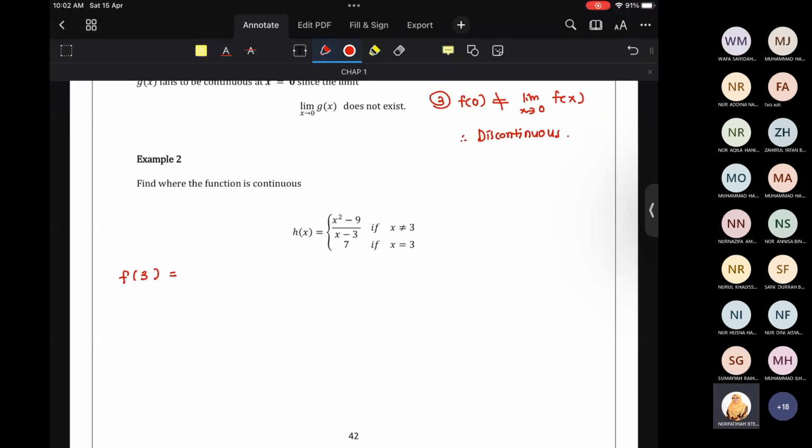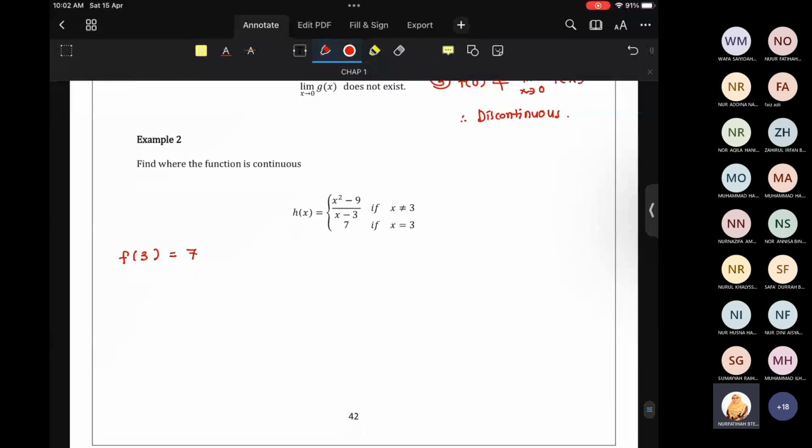Seven. Okay. Number 2, we are going to find the limit as x approaches 3 of (x squared minus 9) over (x minus 3). If we substitute exactly 3, we will get 0 over 0. Since it is 0 over 0, we need to modify the equation. We can see the upper part of our fraction can be modified.